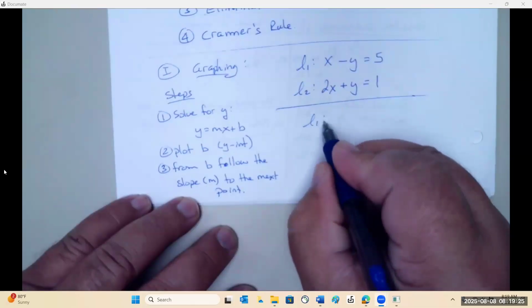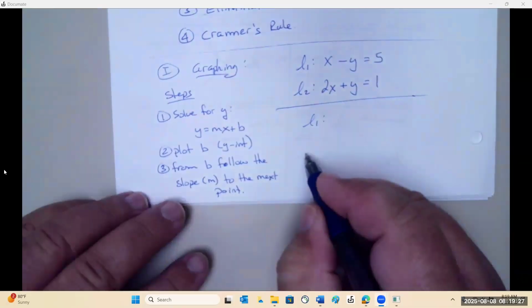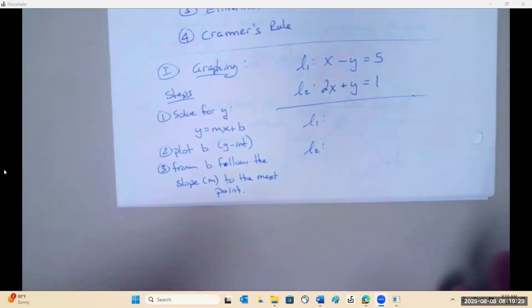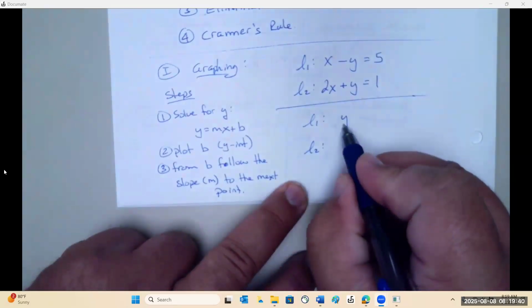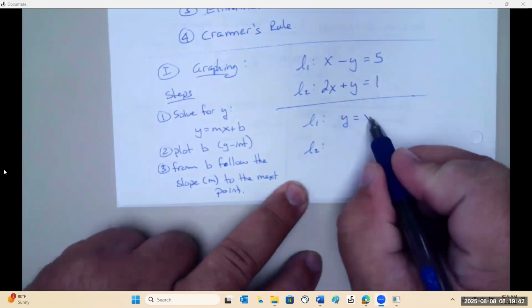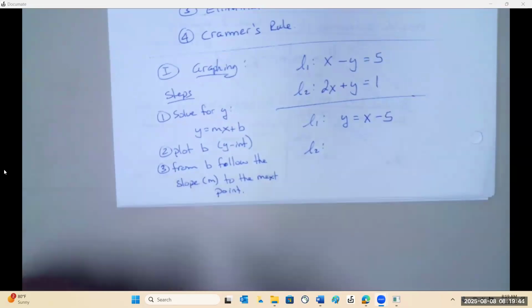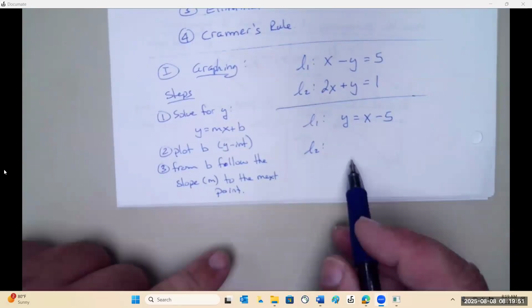Line 1, what is it going to look like? I'm not going to waste my time doing all the steps. I'm just going to put the final answer here of what the equation is supposed to look like. So if you take line 1, what do you get? y equals x minus 5. If you have to, move it around yourself. You should know how to do this by now. What's line 2 going to give us?